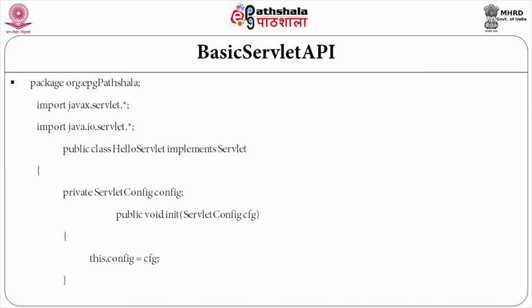Let us begin by writing a class here. You can have your own package declaration. For example, let us use our package name as org.epgpathshala.servlet. We will need import statements, so we will have an import for javax.servlet.*. We will have another import for java.io.*, because we will be using the streams. That should be the import statements, and then we can begin with our class definition.